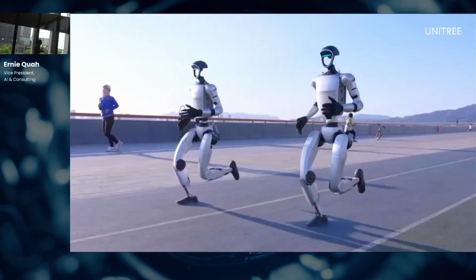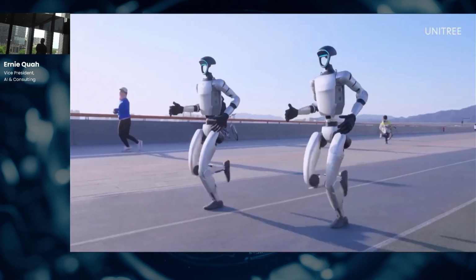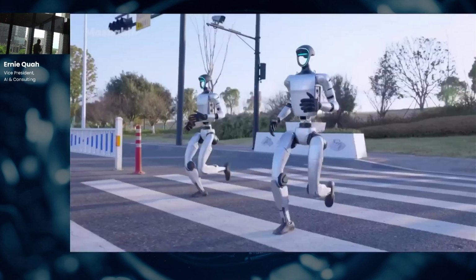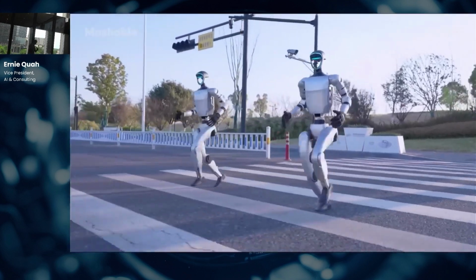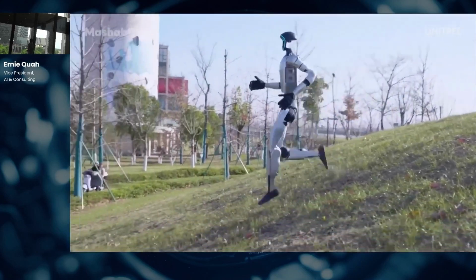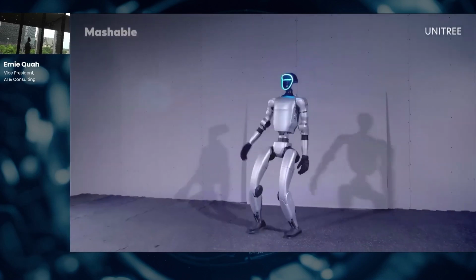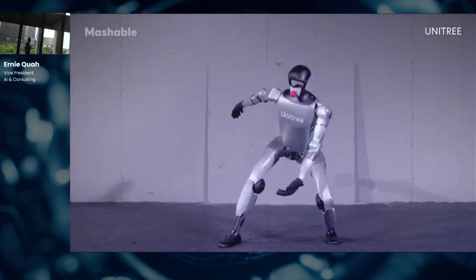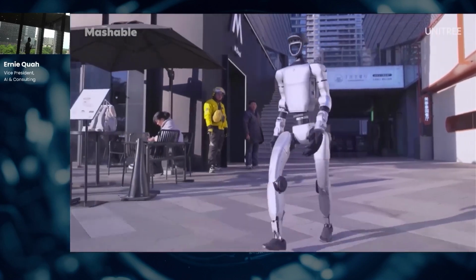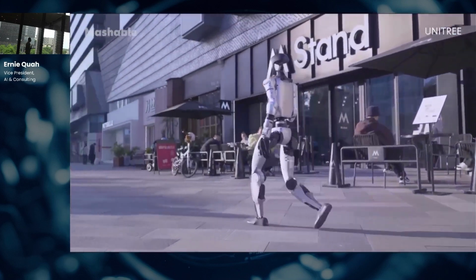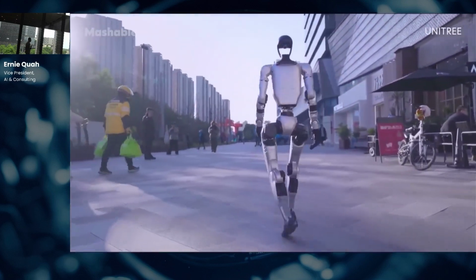Oh, next. Okay. So when I first saw this demo, I thought it's CGI. Or at least that's what the robotics company behind it is saying. Unitree first announced its latest humanoid robot, the G1, back in May of 2024, and has recently released a video showing off some of its new capabilities in what they're calling an agile upgrade.